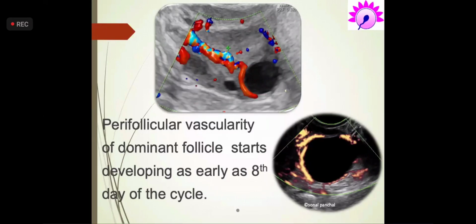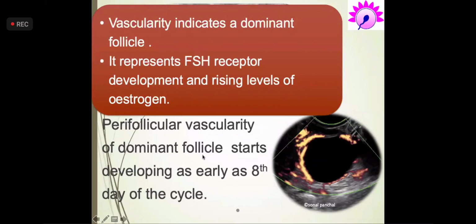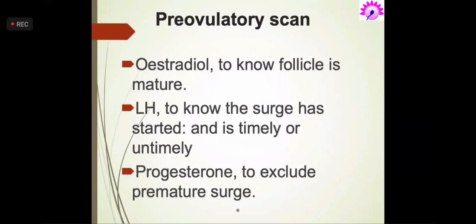Perifollicular vascularity of the dominant follicle starts developing as early as the 8th day of the cycle. You remember I said that you can see those vessels so clearly heading towards the dominant follicle. You can see it in this picture. This is an indication of its development of FSH receptors, and an indication of it starting to secrete estrogen. Vascularity indicates a dominant follicle. It represents FSH receptor development and rising levels of estrogen.